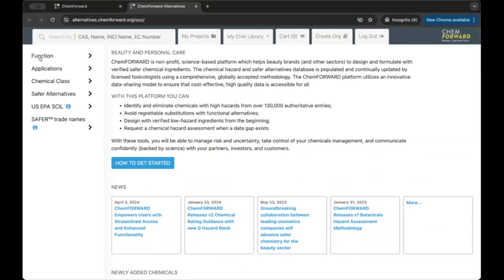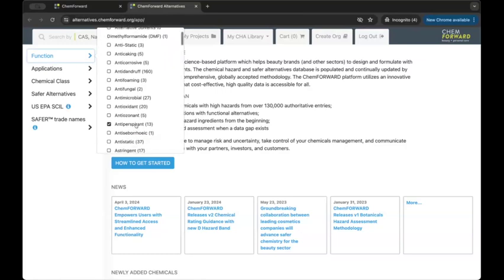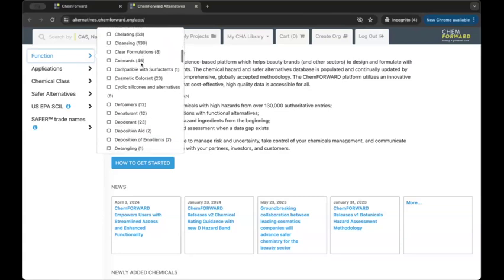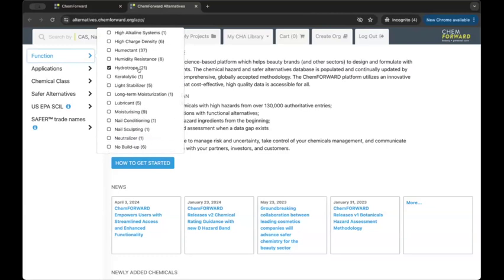The first one being function. We click into here. We have different tagged functions for each of the chemicals that are in this repository. Some of interest may be antioxidants, antimicrobials, antifungals, and the list goes on. This is an ongoing tagging project within this beauty personal care vertical. Again, if we were to go to our consumer electronics vertical, these functions would be specific to the types of chemicals that are used in that industry.